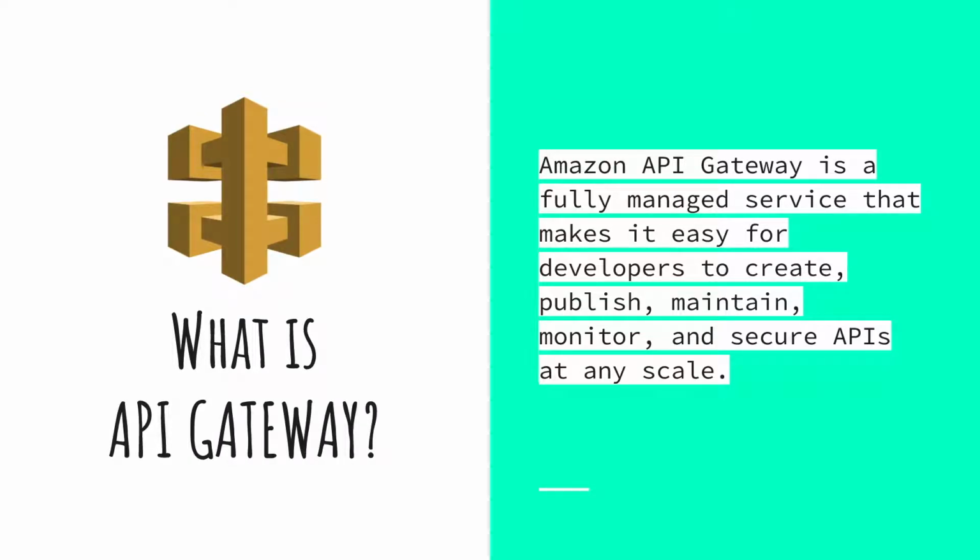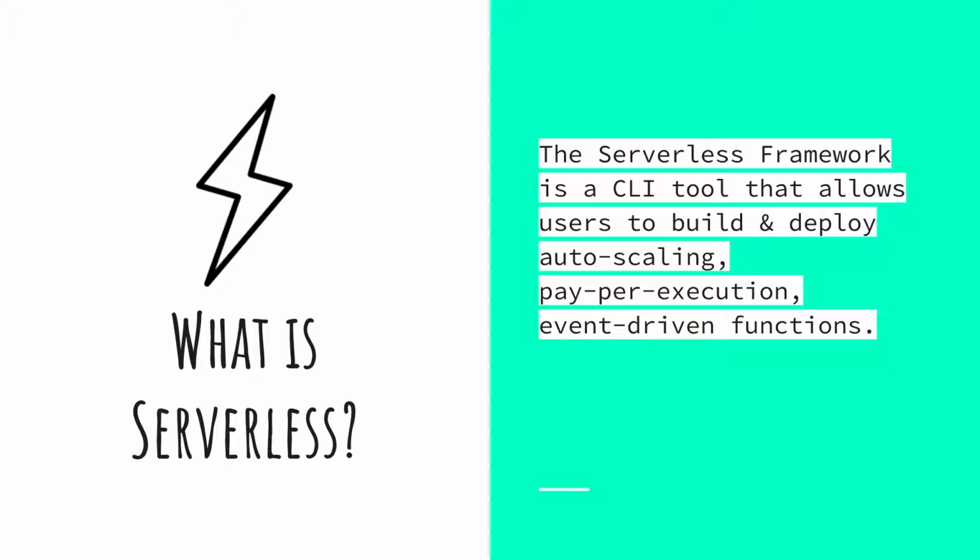API Gateway is another Amazon AWS product, a fully managed service. It makes it really, really easy to create, publish, maintain, monitor, and secure APIs at any scale. You can do things like export SDKs, Swagger files. It's really pretty sweet. And serverless is a framework and command line tool that allows us to build and deploy auto-scaling, pay-per-execution, event-driven functions. So basically it lets us connect API Gateway and Lambda together to build our function as a server.